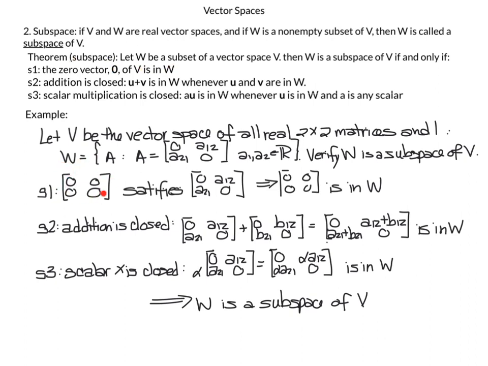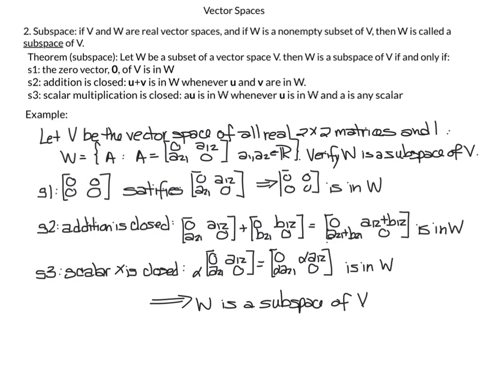So the matrix 0, 0, 0, 0 definitely satisfies this condition where A is on this diagonal. We just happen to have A12 and A21 also equal to 0. But this is satisfied. Second, addition is closed. So if I take a matrix with zeros on the diagonal, add it with another matrix with zeros on the diagonal, I still get a matrix with zeros on the diagonal and a 2 by 2 matrix at that. So this is also in W.